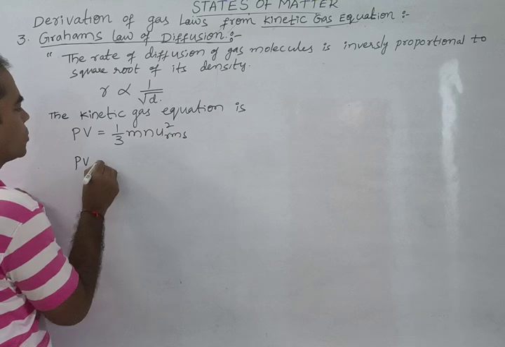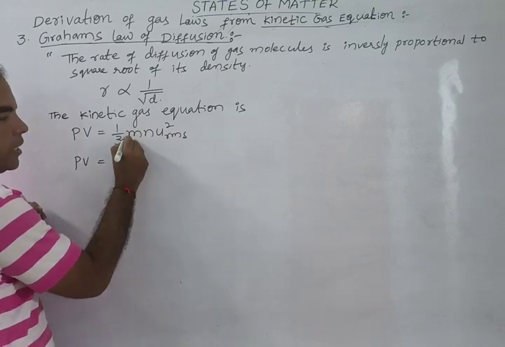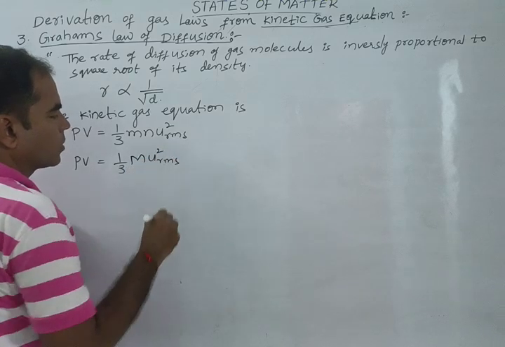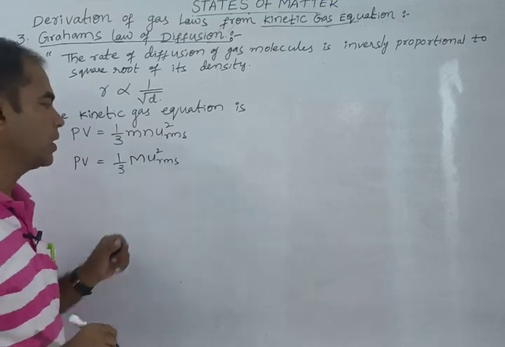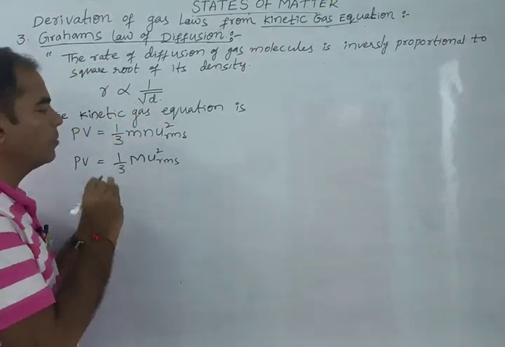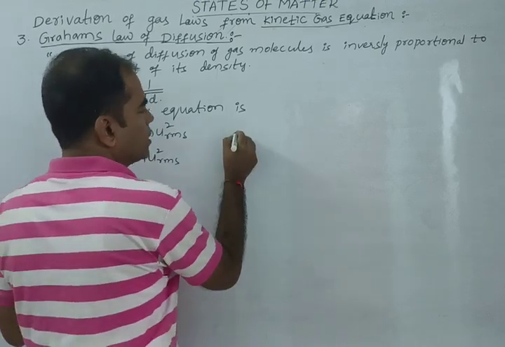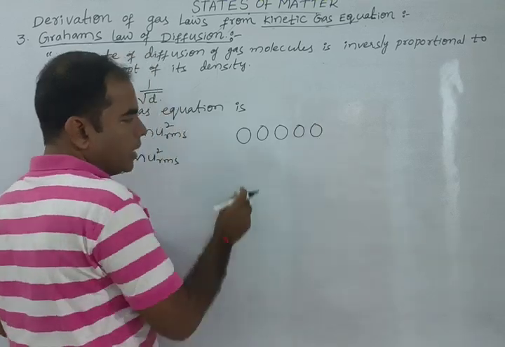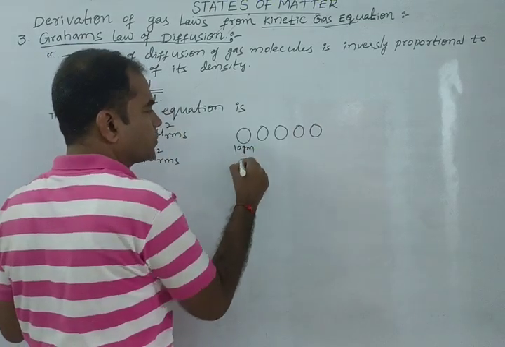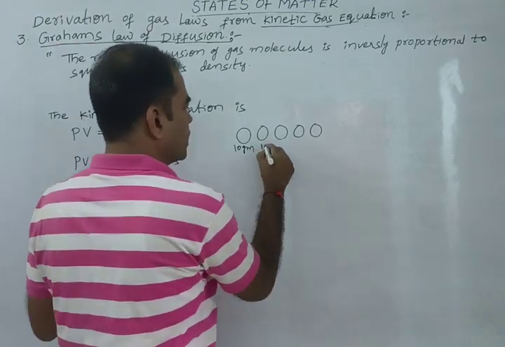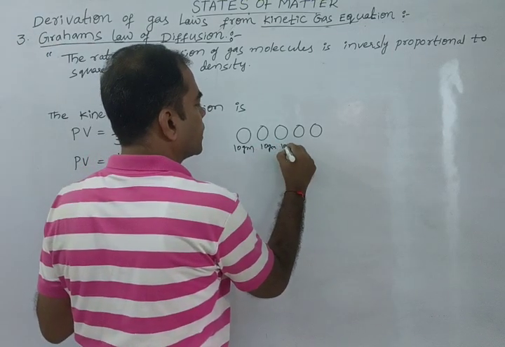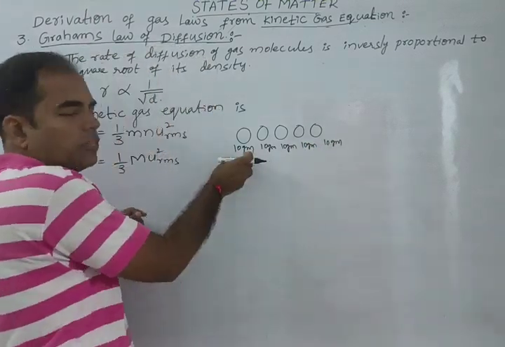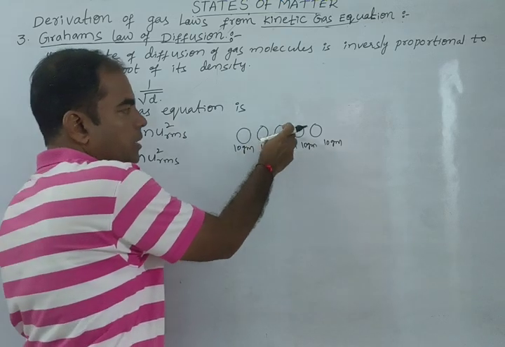Can I write PV equals 1 by 3, instead of m into n, the capital M, u square RMS? So what is the meaning of capital M? We can say molar mass. Otherwise, just see one example. Let us consider here 5 spheres. Each sphere has a 10 gram weight, 10 gram, 10 gram, 10 gram. The weight of each sphere is 10 gram, and the number of spheres is 5.